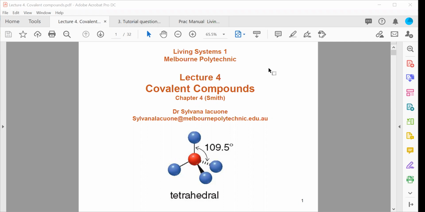This is Living Systems 1 and tonight we're going to be looking at lecture 4, covalent compounds. So remember last week we said there are two major types of bonding, and certainly there's not only two types of bonding. And we looked at ionic bonding last week. Tonight we're going to look at covalent bonding. And of course, you may already know, or you may have picked up, that there are a lot more covalent compounds that we come across than there are ionic compounds. So let's get into tonight's lecture.